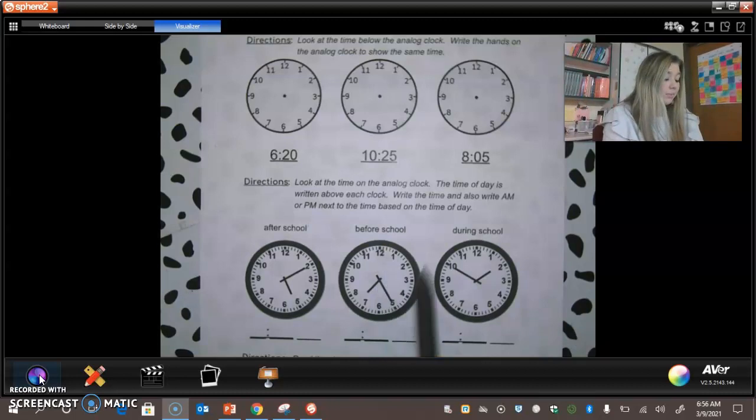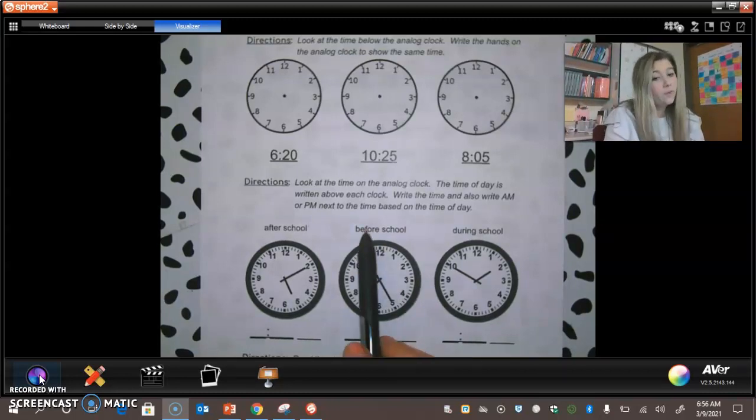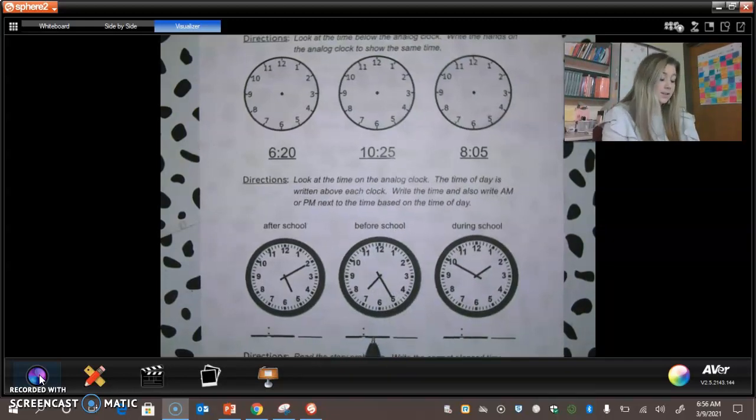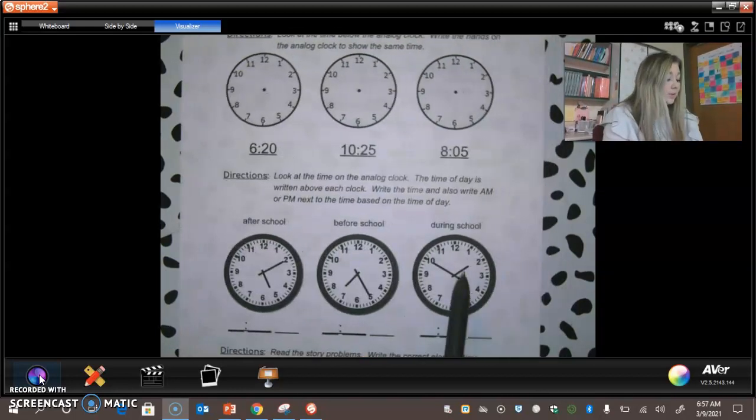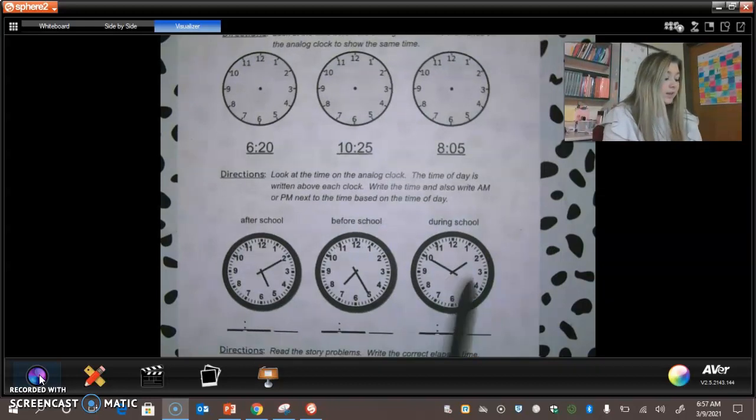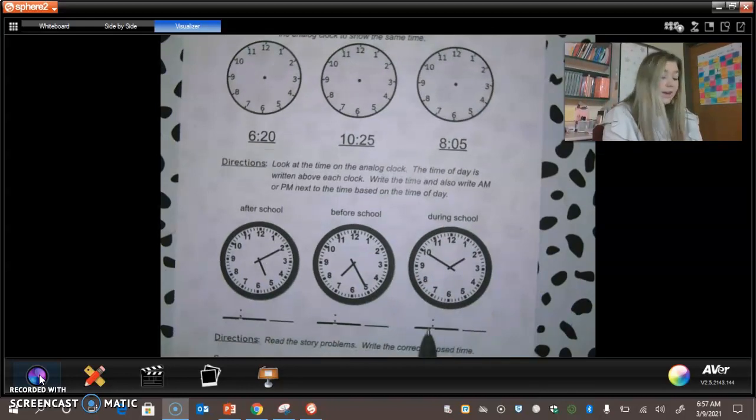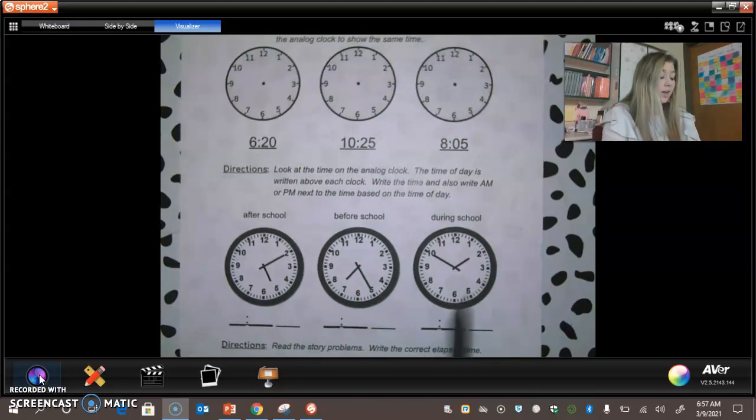The second problem, the hour hand is right here and the minute hand is here, and this says before school. So again, hour, minutes, AM or PM, okay, before school. Next, we have the hour hand right here and the minute hand right here. And this says during school, so you're going to have to figure this one out. The hour goes here, minutes, and then AM or PM.